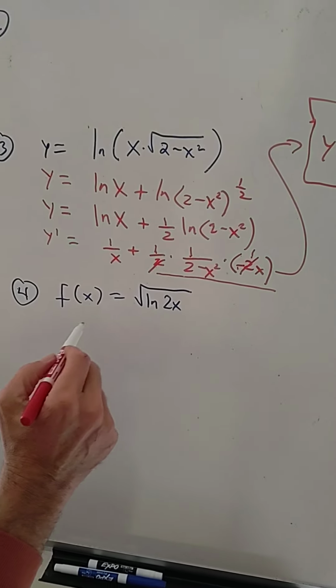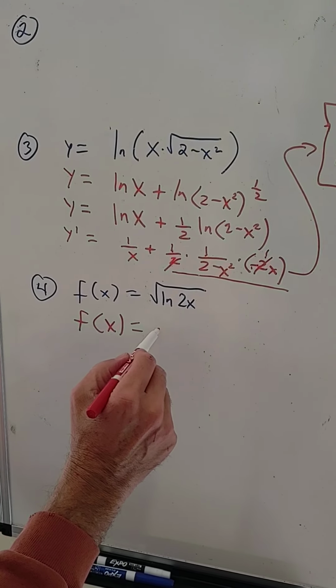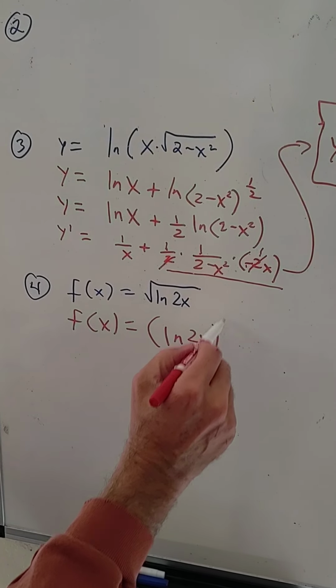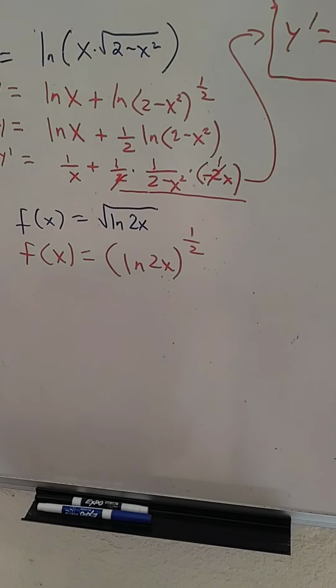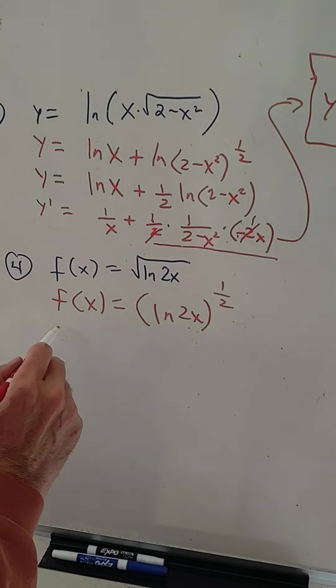So whenever you see radicals, get rid of them by using exponents. So I'm going to rewrite f. I'm not ready for a derivative yet. Square root means 1/2 power. So ln of 2x to the 1/2. So now it looks like I'm ready for a derivative. What's the argument of this log? It's 2x. Okay, so let's take the derivative.